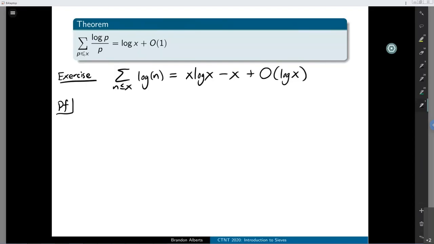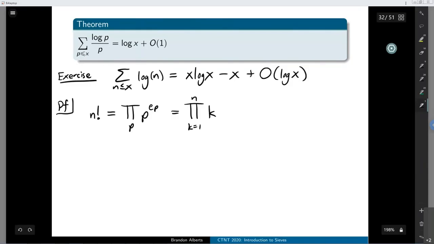All right, so how are we going to do this? We're going to look at n factorial instead of the binomial coefficient like we did for Chebyshev's theorem. We'll write n factorial in two different ways. The first way, n factorial, well, it's a positive integer, so it has some prime factorization. The second way, n factorial is the product of all positive integers less than or equal to n. These are the two ways that we are going to write out n factorial.